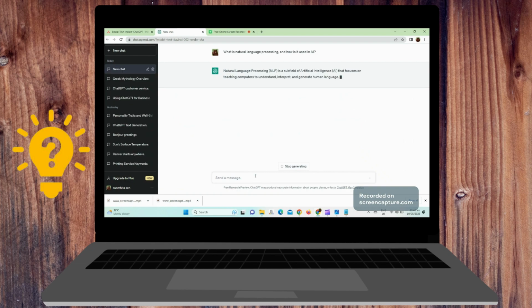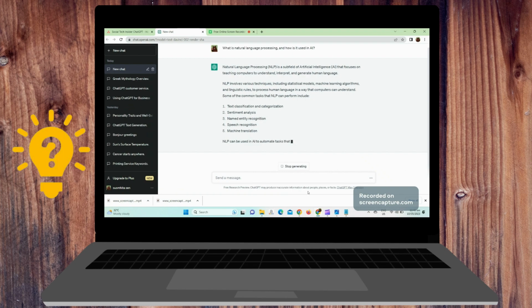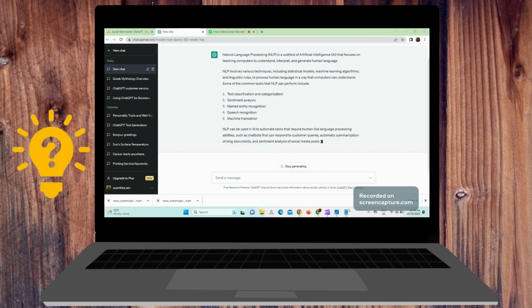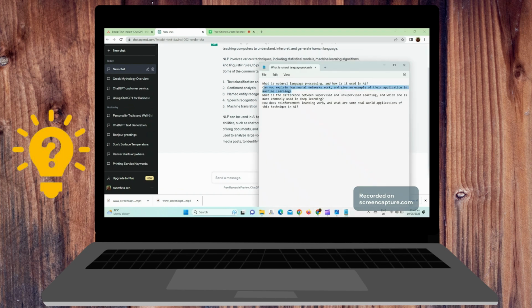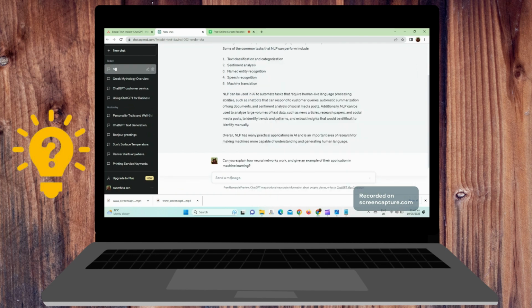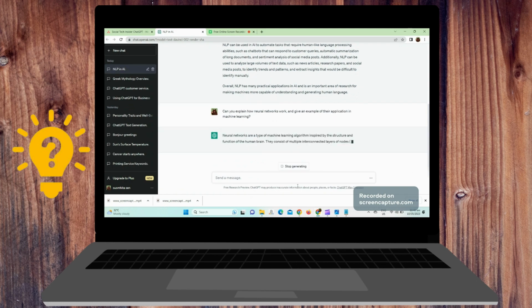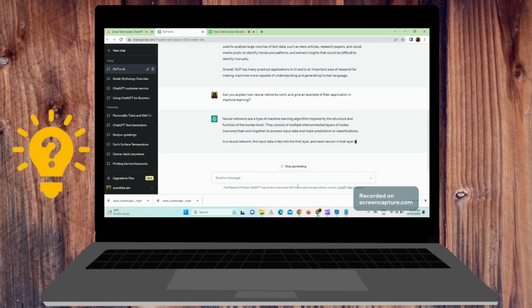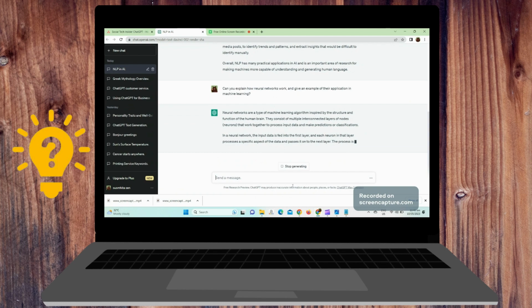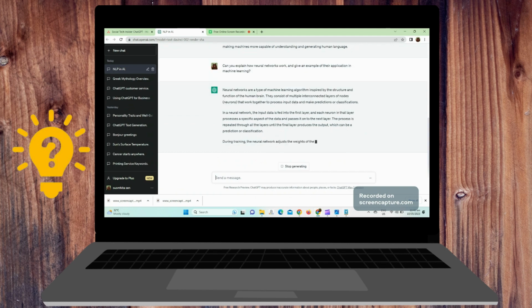Next is, can you explain how neural networks work and give an example of their application in machine learning? What is the difference between supervised and unsupervised learning, and which one is more commonly used in deep learning?